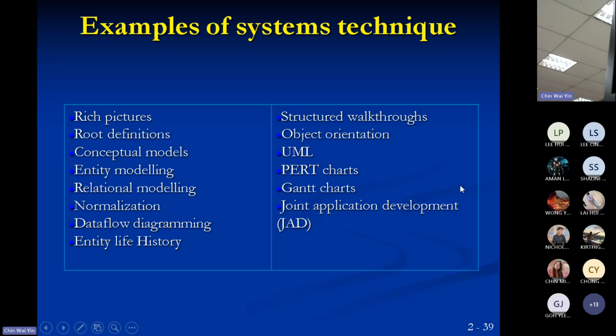We will learn certain techniques as we study SDLC. As we go through each phase of SDLC, we will learn certain techniques that are relevant for each of those phases and also recommended by SDLC.